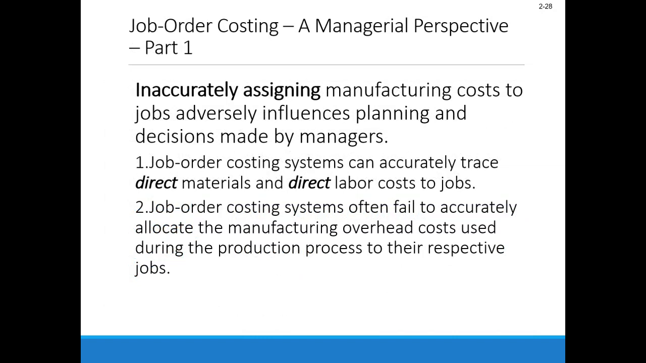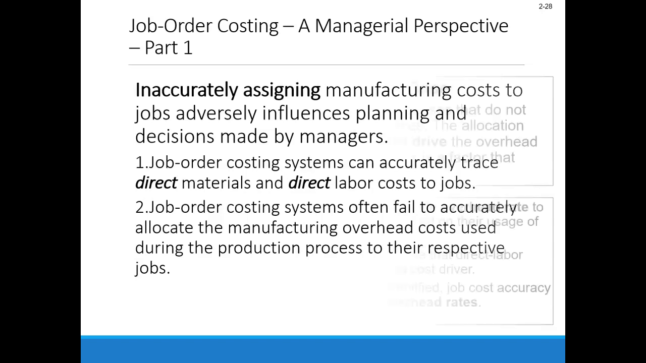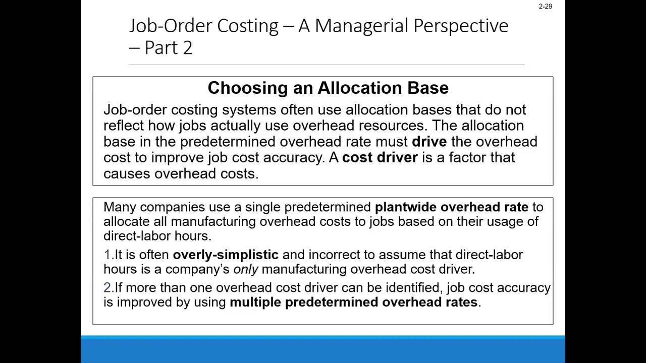Inaccurately assigning manufacturing costs to jobs adversely influences planning and decisions made by managers. Job order costing systems can accurately trace direct materials and direct labor right to jobs. That's a given. But they often fail to accurately allocate the manufacturing overhead used during the production process. It's really difficult because there are so many costs going into it and you can't specify a job. So we've got to come up with a base. Choosing an allocation base, here's the issue.